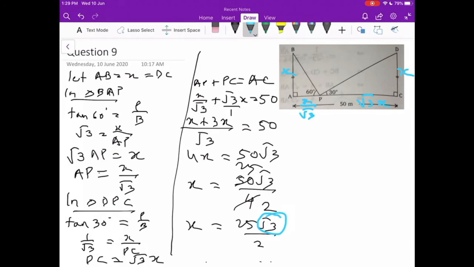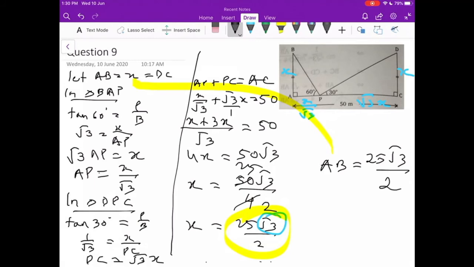But since the question was telling us to find AB, and AB was what was assumed as x, if you look at that part here, AB you have assumed as x. Since you found the value of x, now you can write that AB value is 25 root 3 over 2. So this is your question number 9.